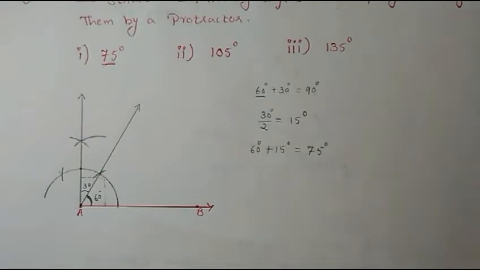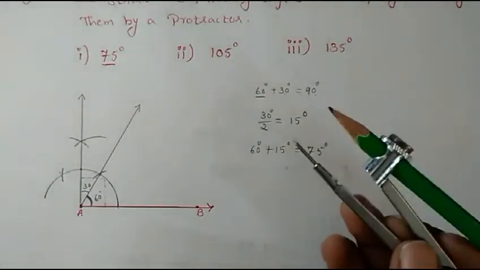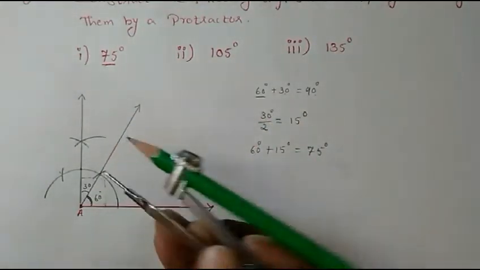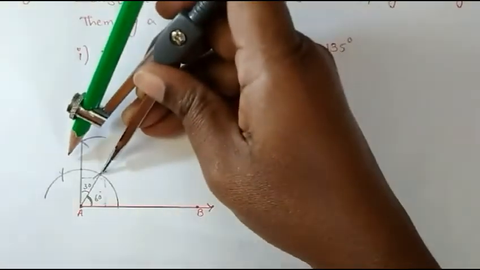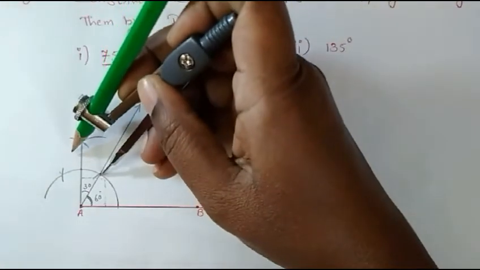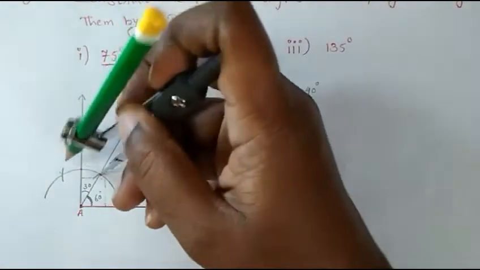This is clear. So let's divide 30 now equally half. For that, you see, more than half of that angle we have to take.